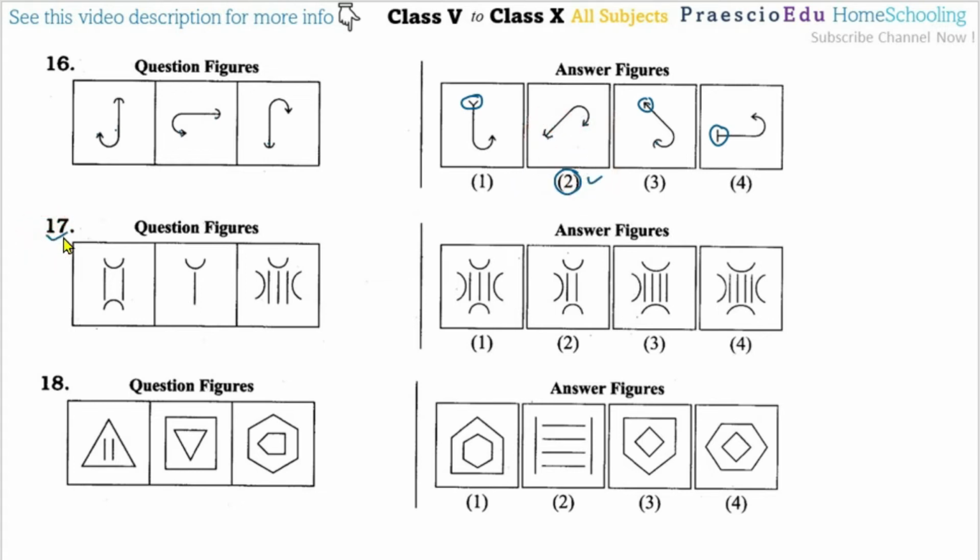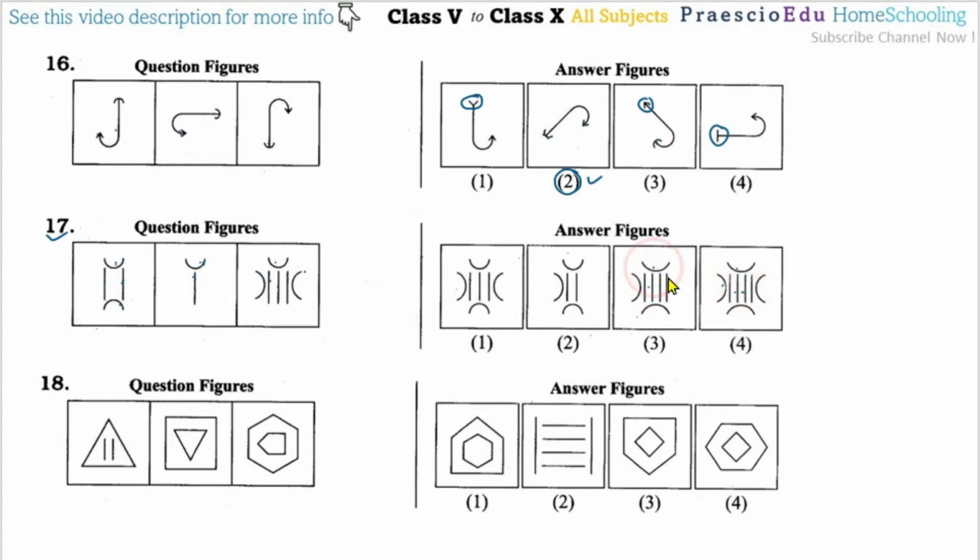Then question number 17. If these are the two half circles, the lines are also the same in quantity. So two half circles here, two lines. Here also the same in quantity. This half circle is 1, so the line is also 1. Now here half circles 3, lines 3. So it is matching with option number 4, which has 4 half circles and 4 lines.